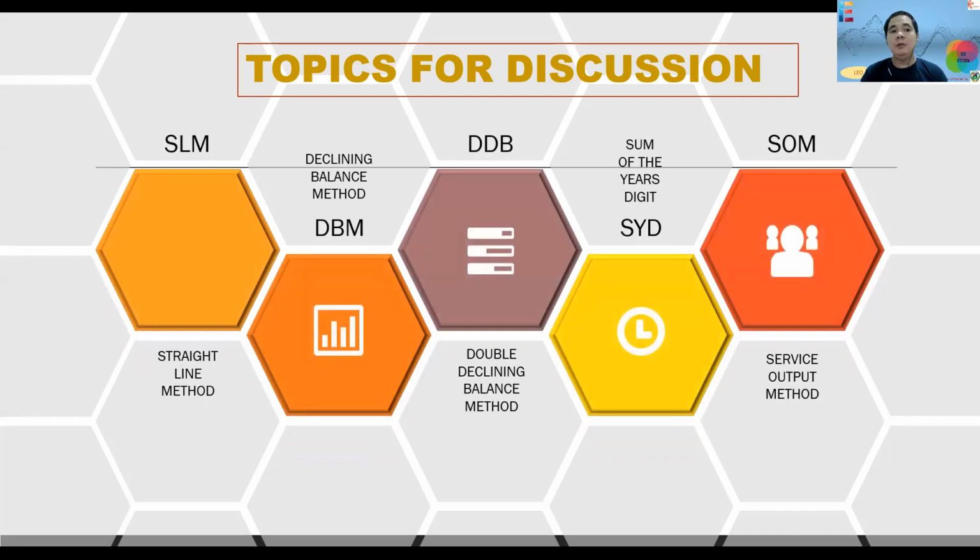5 main topics are number 1, the SLM or the straight line method for depreciation. Number 2 is the declining balance method. Number 3 is the DDB, or in other terms, the double declining balance method. SYD refers to the sum of the year's digits, and SOM is the service output method. Okay. So I'll be discussing first the first 5 topics, and then we will be having another 2 supplementary topics for depreciation.